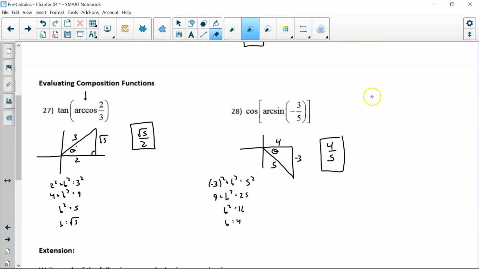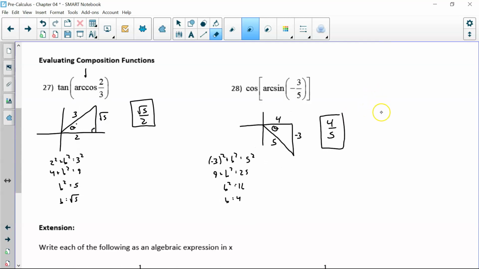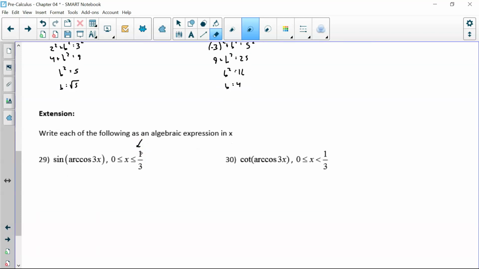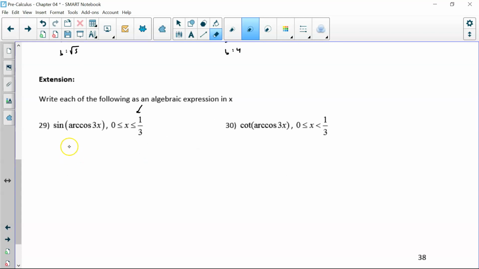Now let's do a couple different ones using the same thing. I'm just going to up the difficulty a little bit by using some x's. Now the arc cosine of 3x, and they're telling us that x is between 0 and 1/3. That way we're not taking the arc cosine of a number greater than 1. That's why this added restriction is there. So now, they're telling us it's between 0 and 1/3, so it's going to be a positive number. I'm going to put my triangle in quadrant 1 because that's when cosine is going to be positive.